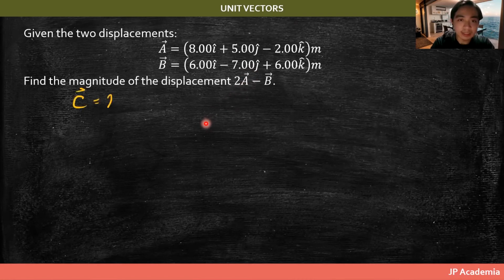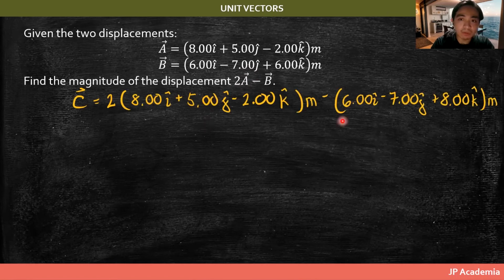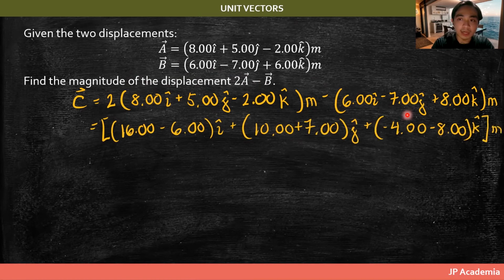So sige, simulan natin. So dito, ganyan. So sinulat ko na ng vector C yung sagot ng operation na to. So vector C is equal to 2 times your vector A, which is this one, minus your vector B. So ang pwede natin gawin, i-distribute muna natin to si 2 sa bawat components ng vector na to para mas madali. Then you have, of course, 16 to. Ito, positive 10. So ito na siya. Then you have your negative 4. So ito na siya for the k hat.